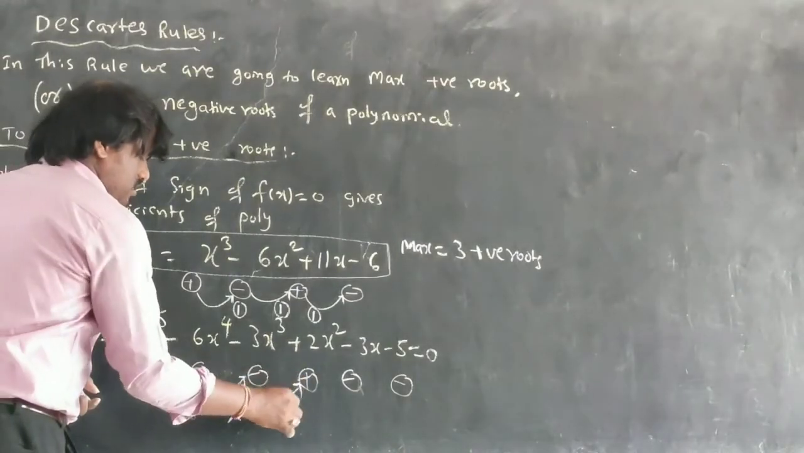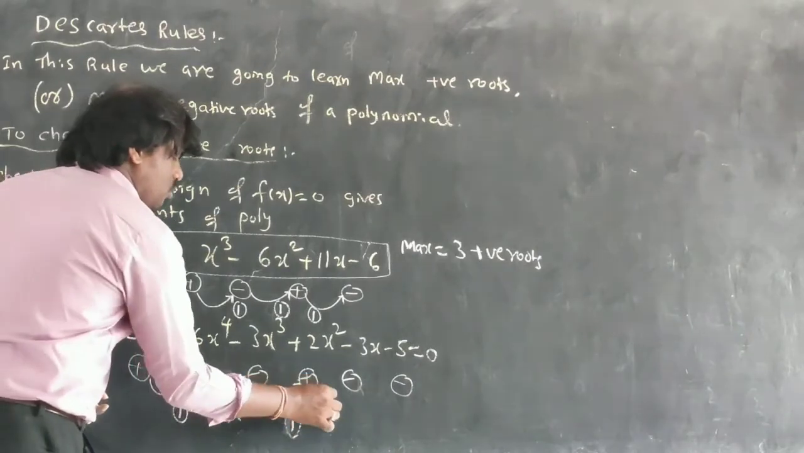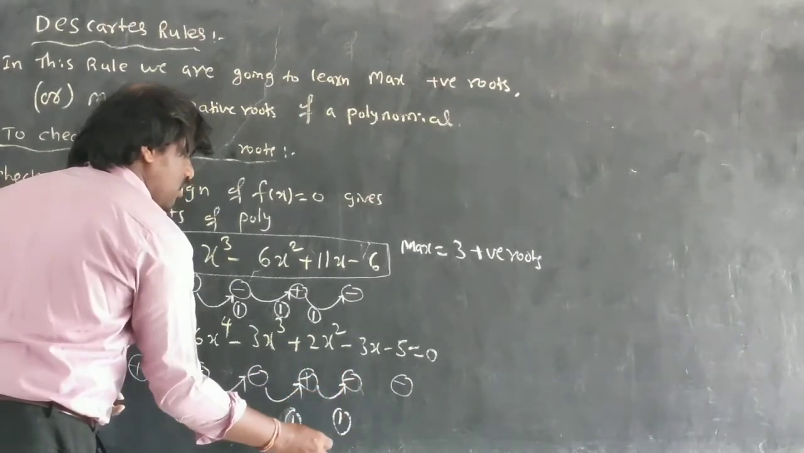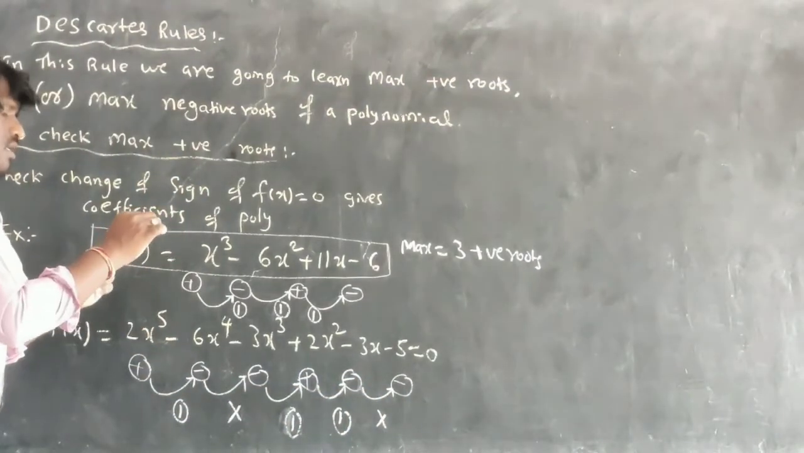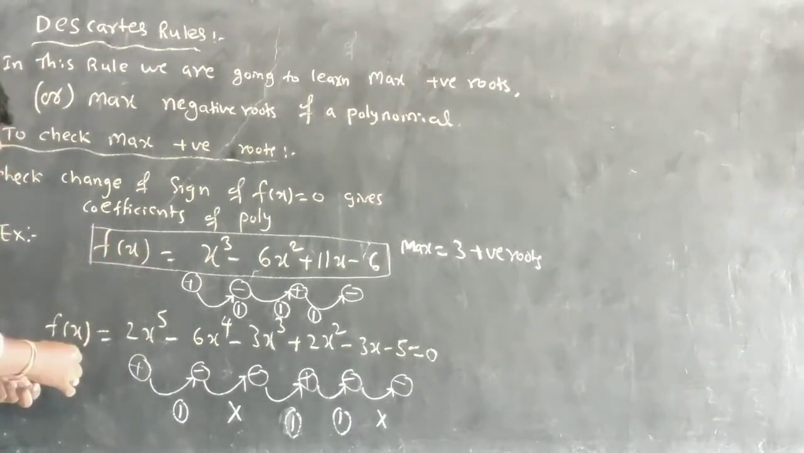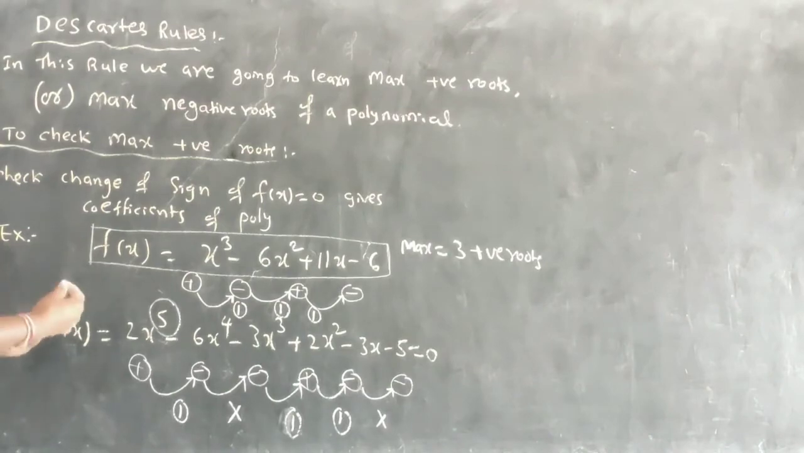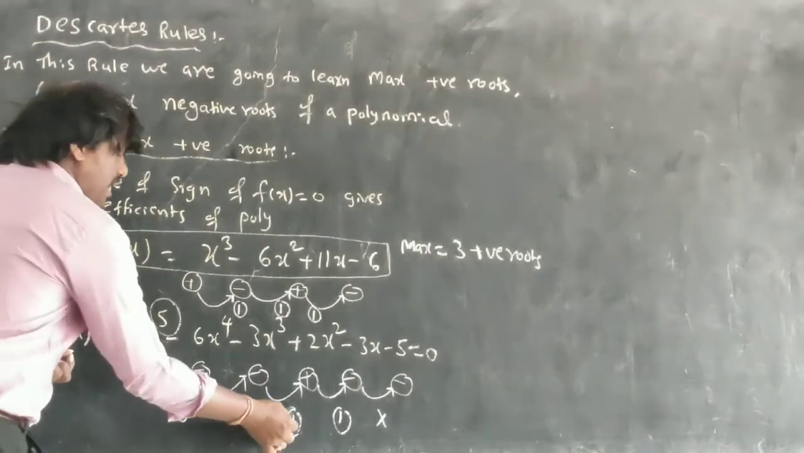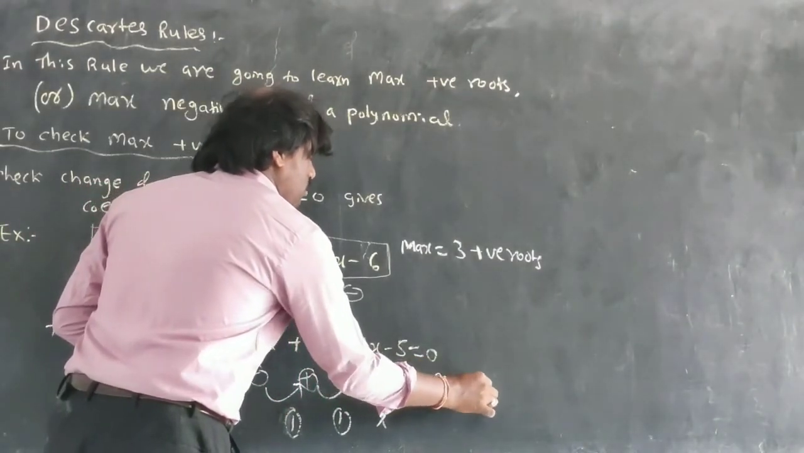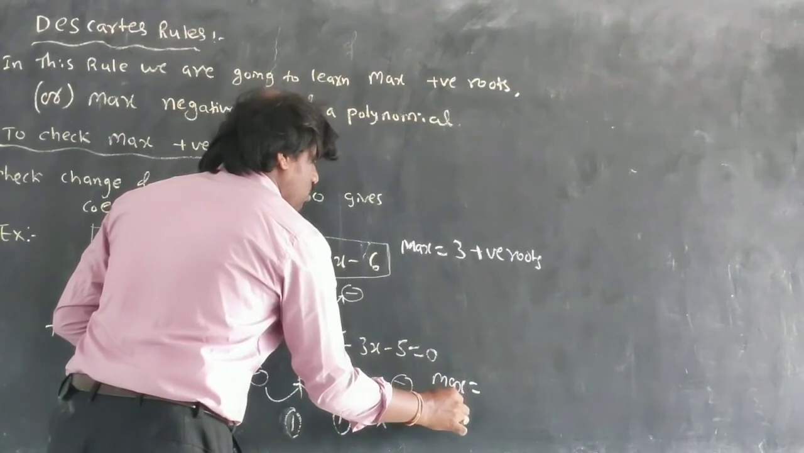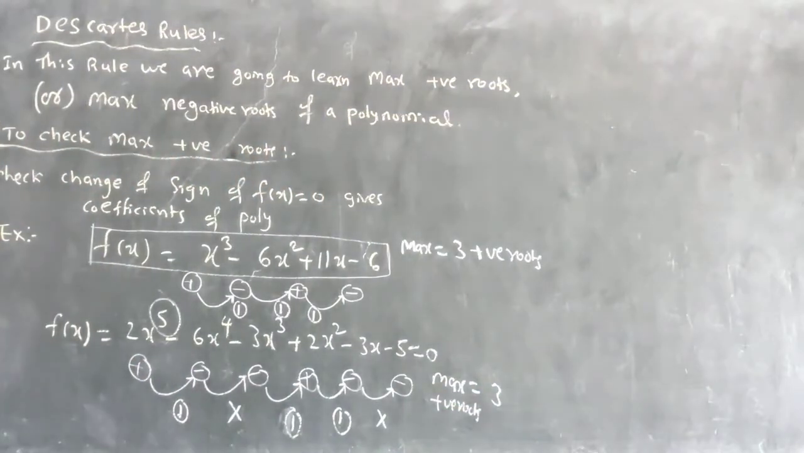Minus to plus, yes, it is one positive root. This is one more positive root, plus to minus, it's one more positive root, minus to minus, no positive root. If it goes plus plus or minus minus, there is no positive root. So this is a polynomial of degree 5, and how many maximum positive roots are there? 3 maximum positive roots. Maximum positive roots is equal to 3 for this polynomial expression.